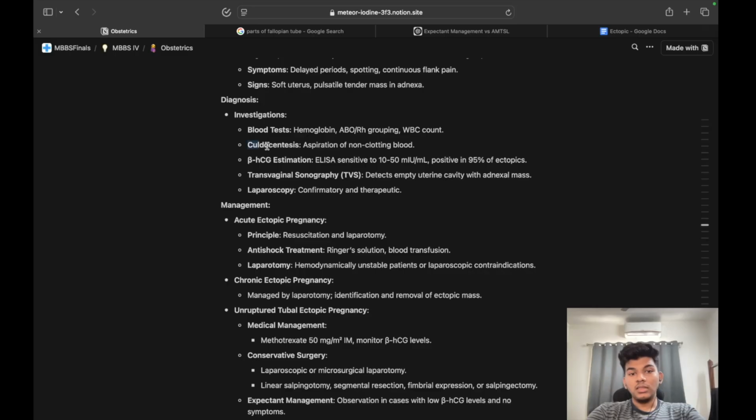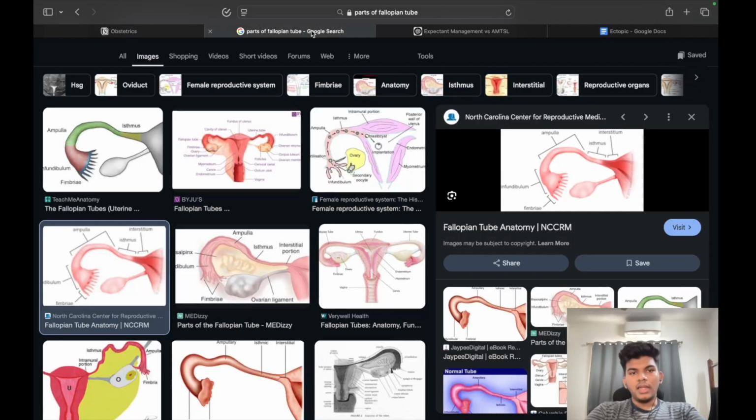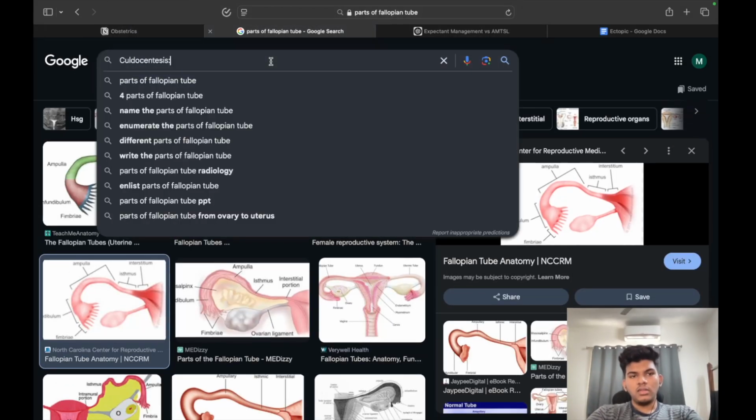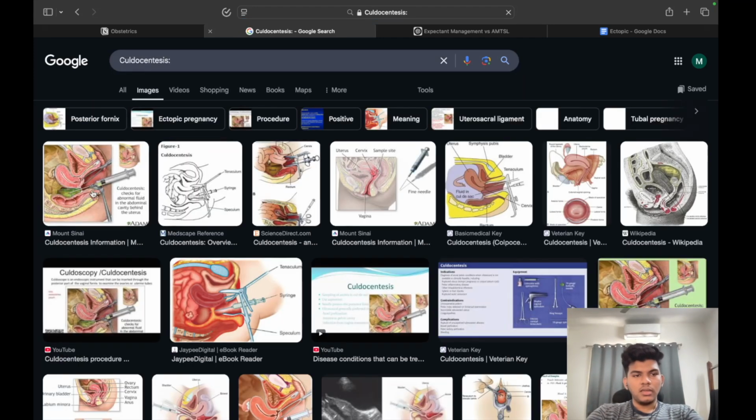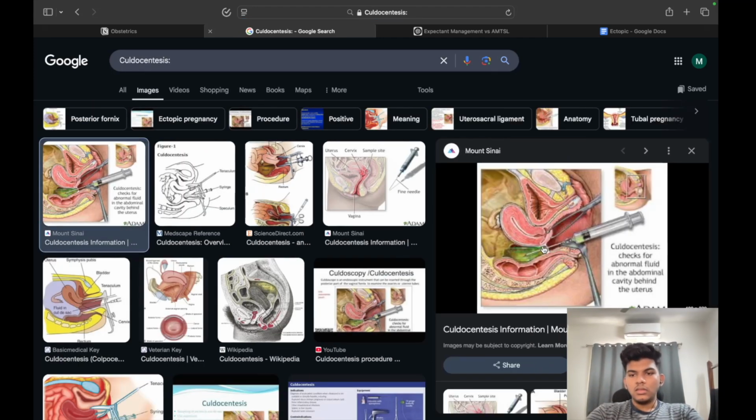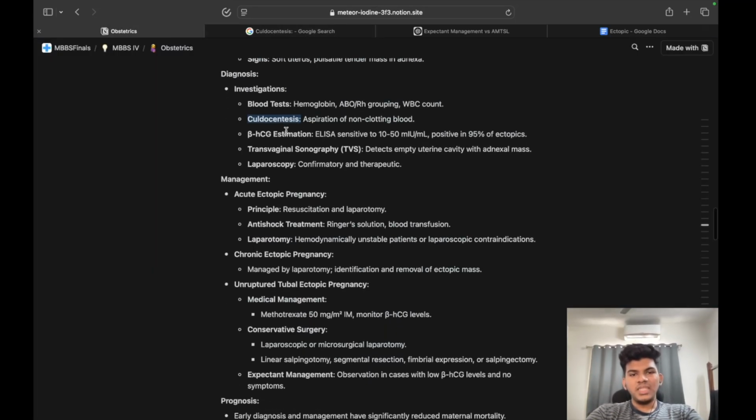Culdocentesis is better understood with a diagram, wherein you take out blood from the sac, the pouch of Douglas. Here there is the rectum and there is the uterus, and here the blood is getting accumulated. Whatever is accumulated, you aspirate it. That is culdocentesis.